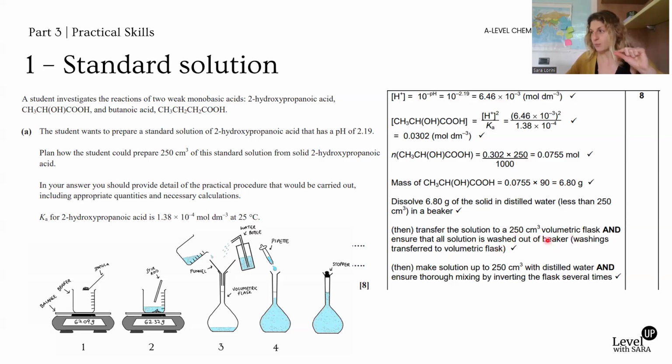So washing, transfer to the volumetric flask with the funnel, and then make up the solution with distilled water, and then mixing. Of course, it's very important to mix several times so that when you use the standard solution, you will have an even distribution of your solute. Very, very important to mention these 2 marks.